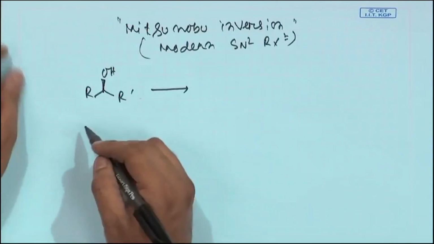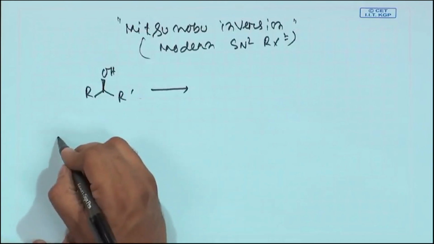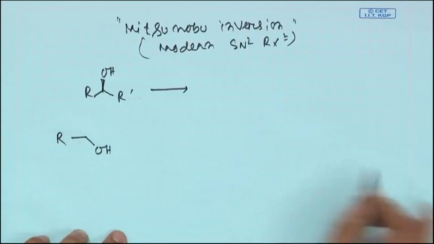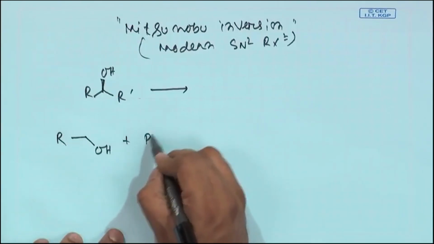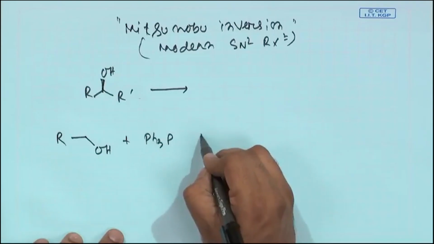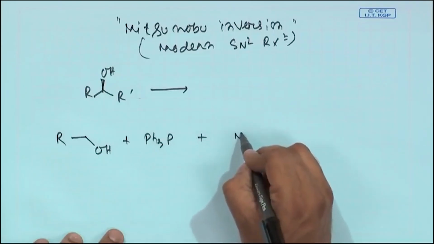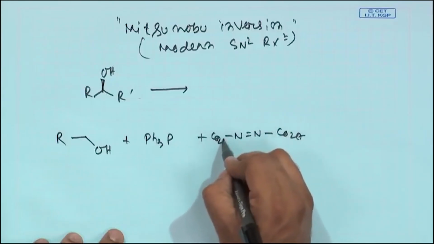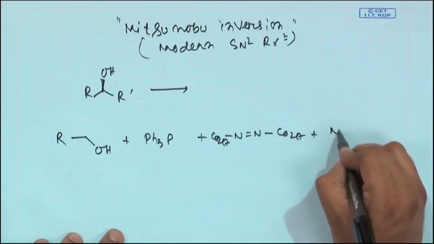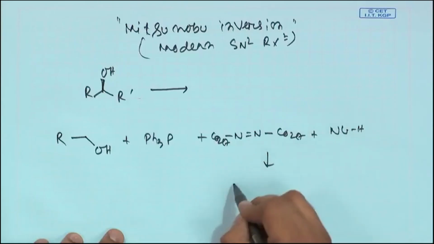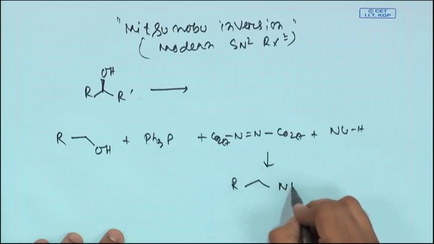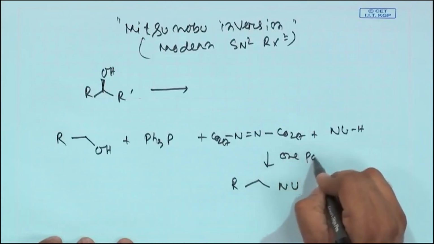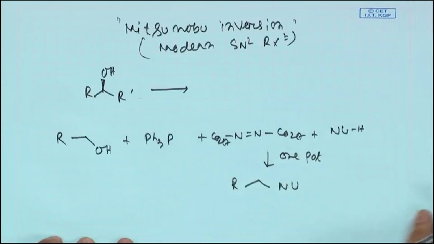Now, what exactly was done in the Mitsunobu reaction? I will just give you a schematic. You have an alcohol, you mix the alcohol with triphenyl phosphine and a reagent abbreviated as DEAD, N double bond N CO2Et, and you react with a nucleophile, so that you basically get this compound. This is a one pot reaction, all the components are mixed together and you can get this compound.